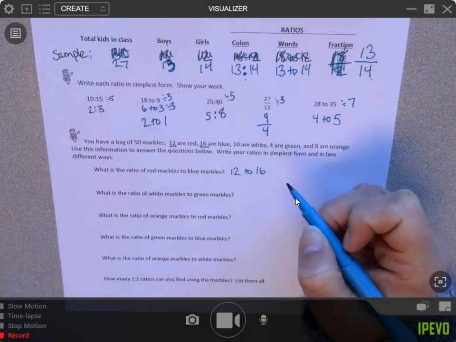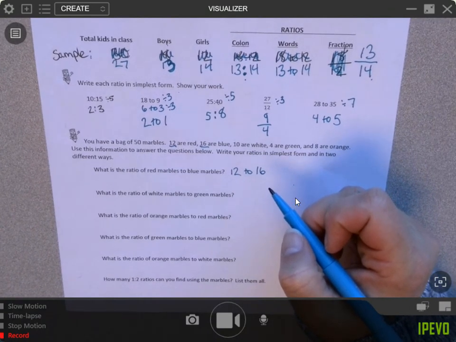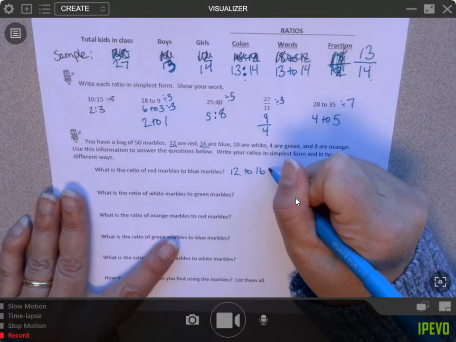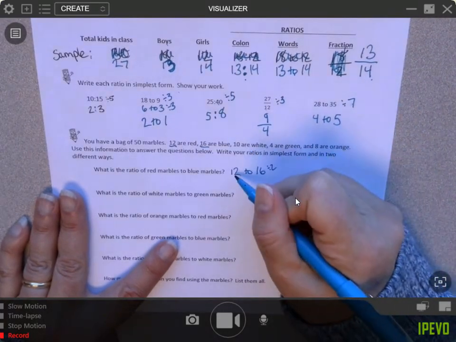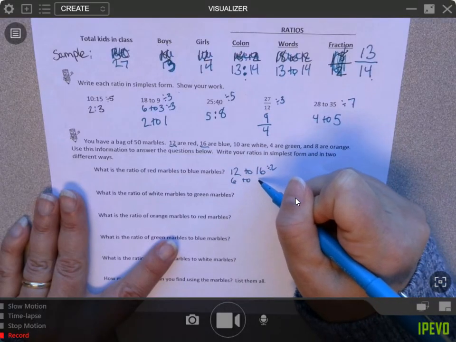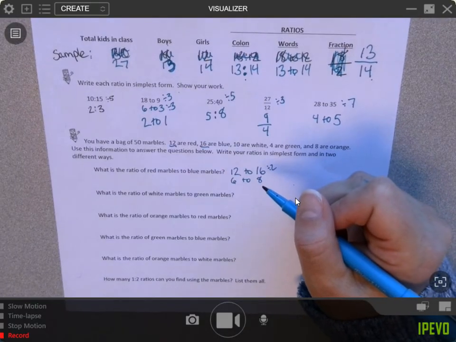12 to 16. Is that as simple as I can go? Emma, what can I divide out? 12 divided by 2 is 6. 16 divided by 2 is 8. Is that as simple as I can go?